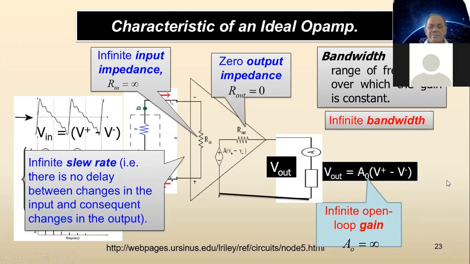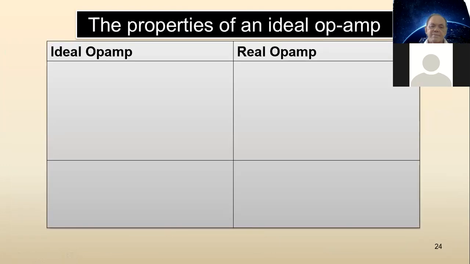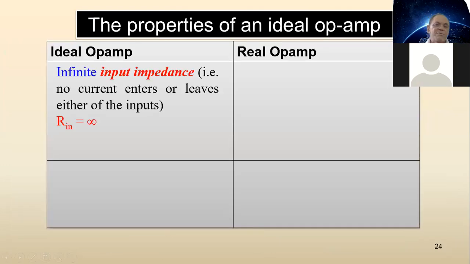Infinite slew rate. Remember, inside there is a lot of different sub circuits, so the current or the electron has to flow from one end to the other. So we want infinite slew rate. We want that whatever change here, straight away will come out. It doesn't have any delay, no time delay between the input and the output. That's why we want infinite slew rate. Because this is for your information.